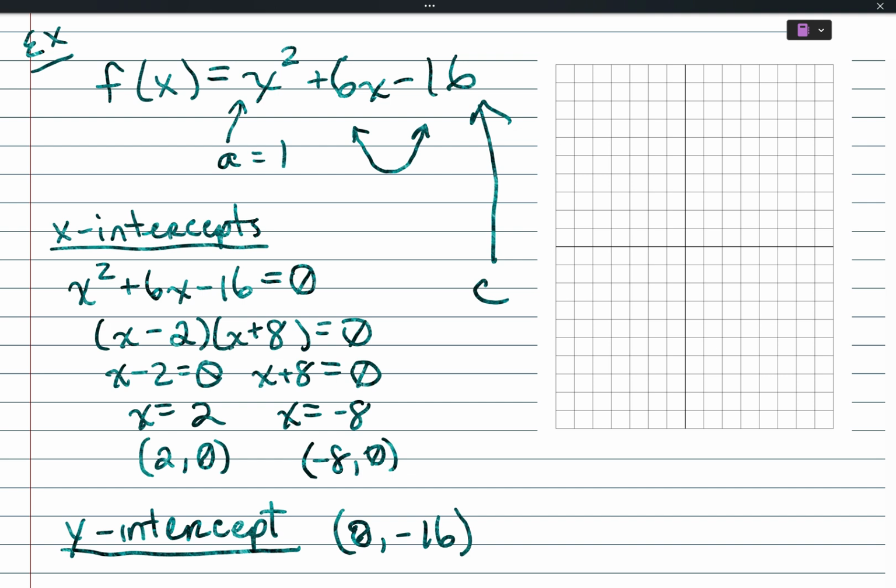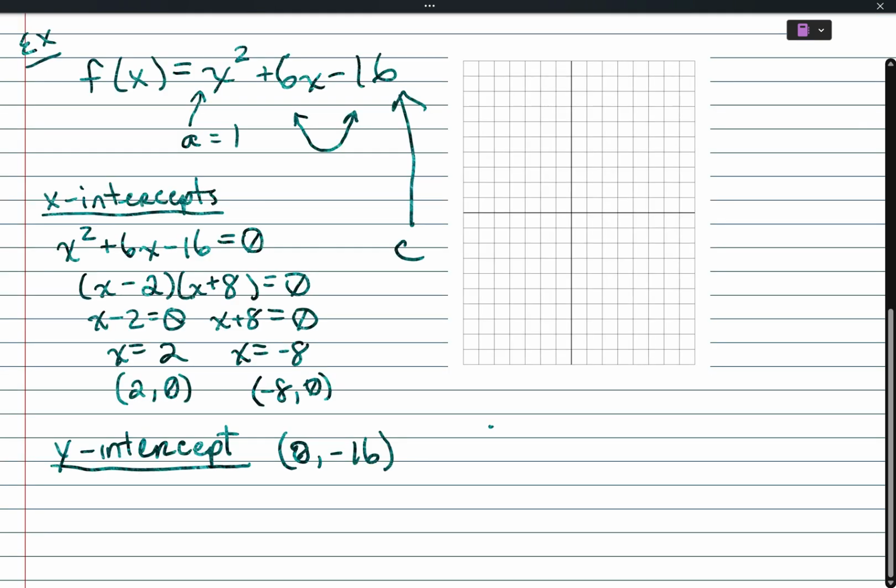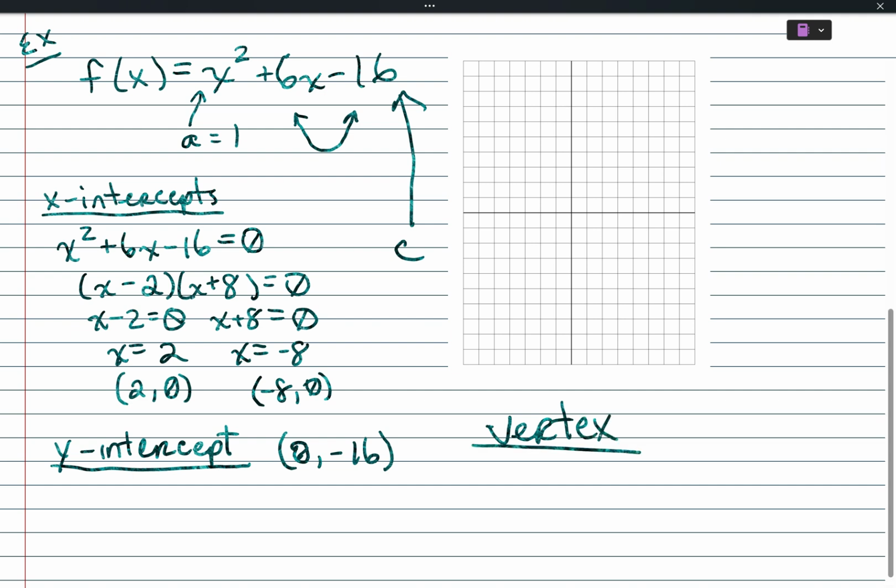What else can I get from this? Probably my vertex. Let's go ahead and look at the vertex. Let's see what we said to do to find the vertex. If you look back in the video, it said to use x is equal to negative b over 2a. Well, what is the b value? The b value is a 6, and the a value we said is a 1. So you have negative 6 over 2, that makes a negative 3.